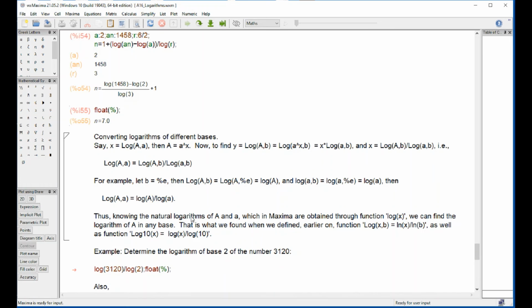Finally, converting logarithm of different base. You can follow the reasoning here, but basically when you're trying to find the logarithm of a number a on base b, you can take the natural log of a divided by the natural log of b. And that's how we came up with this formula.